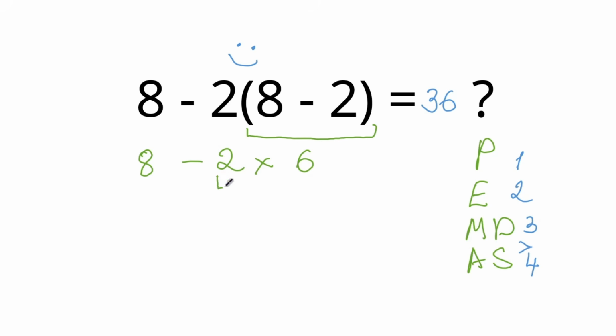So we have 2 multiplied by 6, we get 12. Correct? And then in the fourth place, we do addition or subtraction. In this case, we have 8 minus 12 equals minus 4. So therefore, the answer is minus 4.